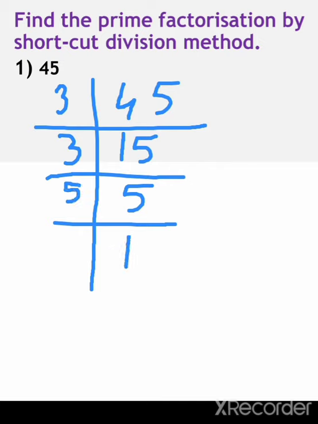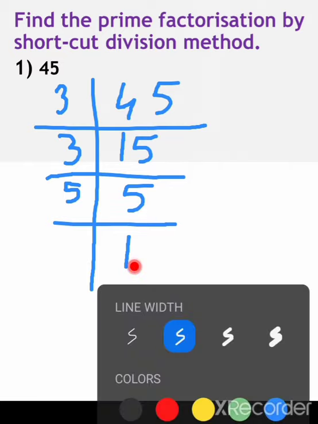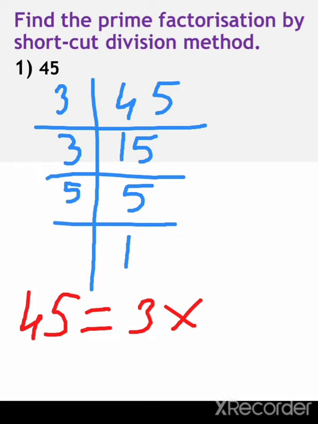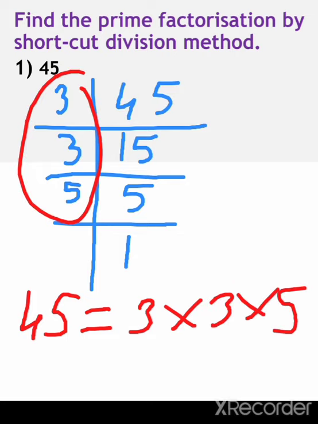So how are we doing here? We are dividing by this number and writing the quotient down. We are dividing 15 by 3 and writing the quotient down. We are dividing 5 by 5 and writing the quotient down. How are we going to write the factors? 45 is equal to 3 into 3 into 5. We have to write these factors. Understood?